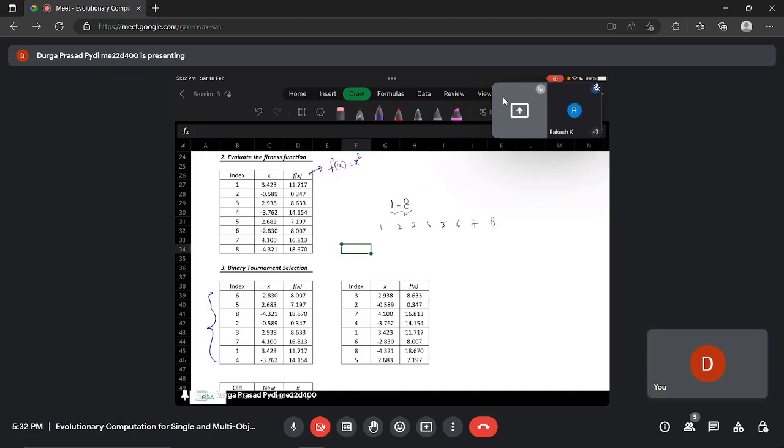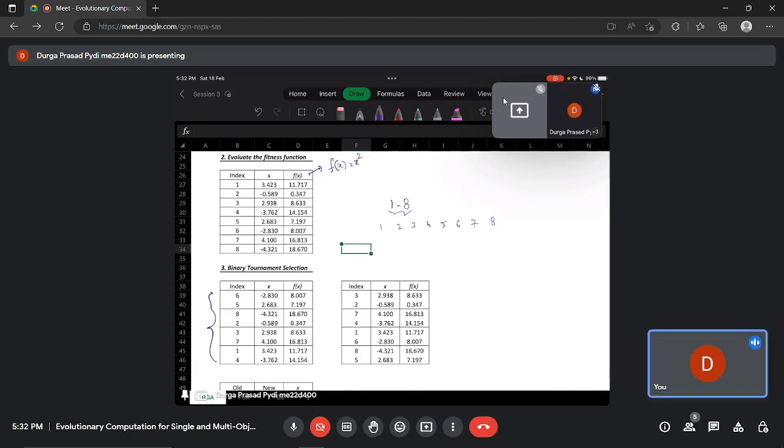These are randomly selected points. The only thing you have to ensure is that when you are selecting, you should not replace it back. You should pick random numbers without replacing.